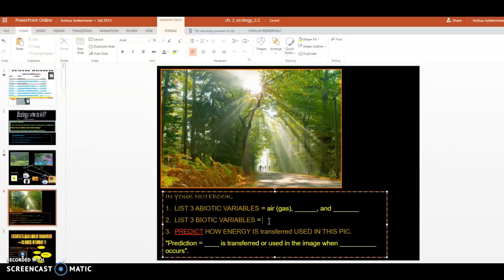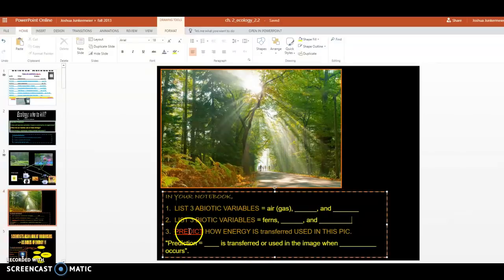And then biotic variables, well, I'm going to put ferns. It's these little plants right here. And then, and blank. So make sure you think of 3 living things. Identify 3 biotic variables in the image.